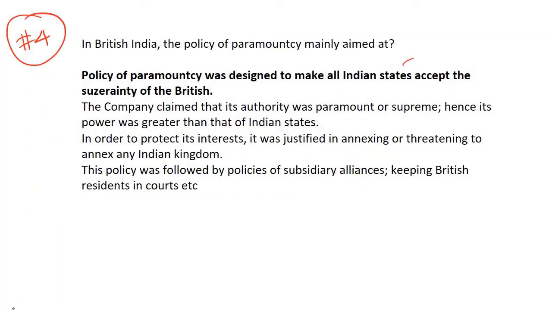अब एक छोटा सा फैक्ट ये है, ये एक statement हो सकता है. In British India, the policy of paramountcy का aim क्या था? The policy of paramountcy, see, policy of paramountcy जो है, that was designed to make all Indian states, यानी कि क्या, Indian princely states, accept the suzerainty of the British. Basically, it was to make them accept that the British have a dominant position.